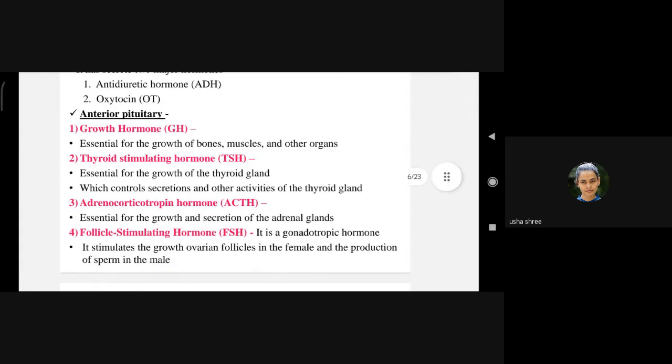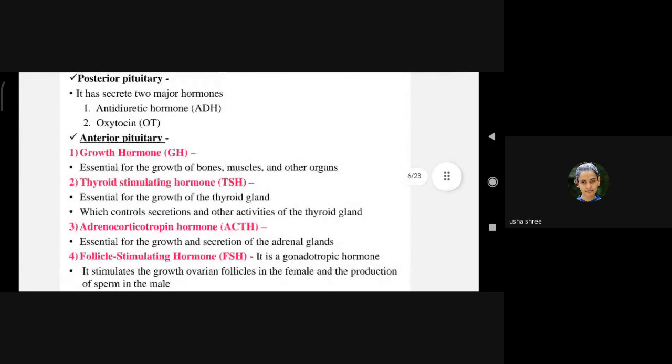There is the other hormone, vasopressin. Should it be below oxytocin? No, the antidiuretic hormone is vasopressin. Another name of antidiuretic hormone is vasopressin. Got it.